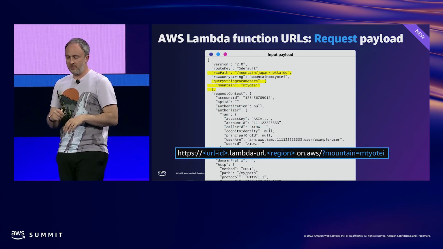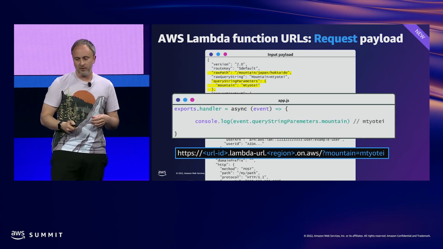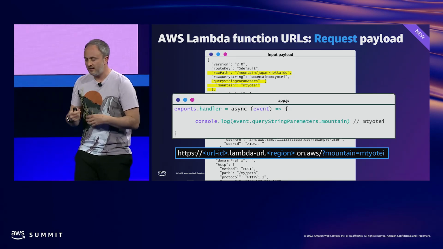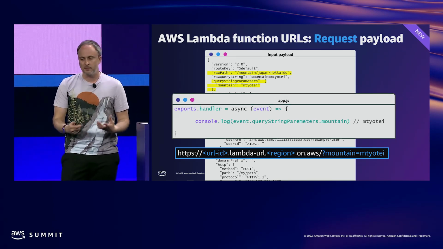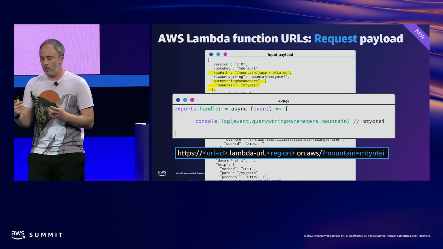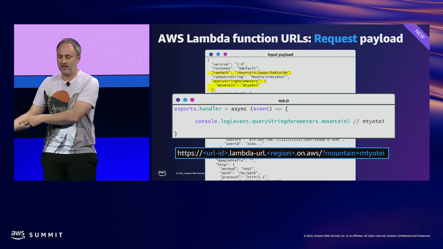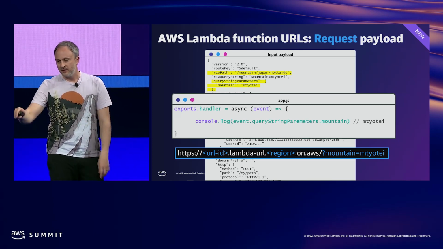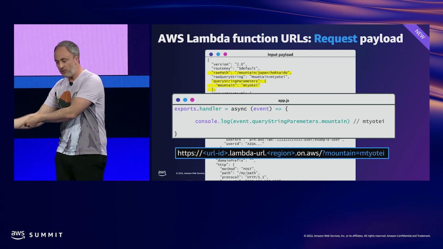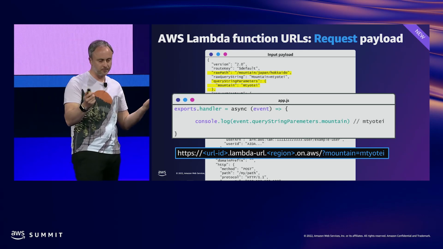Query string parameters, this is everything after the question mark. These are slightly different, but still pretty easy to get to. So let's say I invoke my function with question mark mountain equals Mount Yote. Now, this will create a kind of key value pair where mountain is the key and Mount Yote is the value inside a block called query string parameters. So here I can access the Mount Yote value from event.queryStringParameters.mountain.